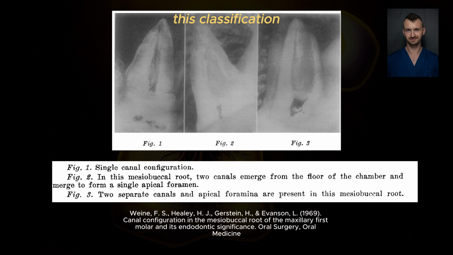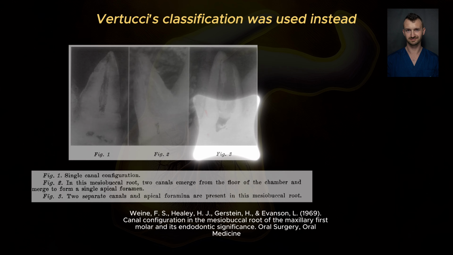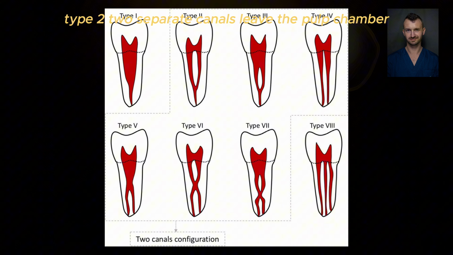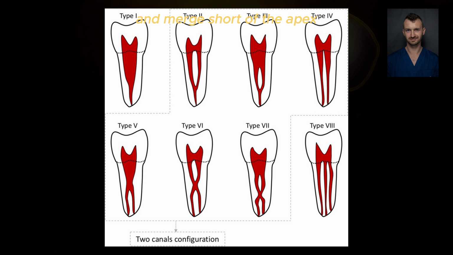This classification was insufficient to properly categorize all observed anatomies. As a result, Vertucci's classification was used instead. Type 1, a single oval orifice with a single root canal. Type 2, the same as Weine type 2: 2 separate canals leave the pulp chamber and merge short of the apex to form 1 canal.